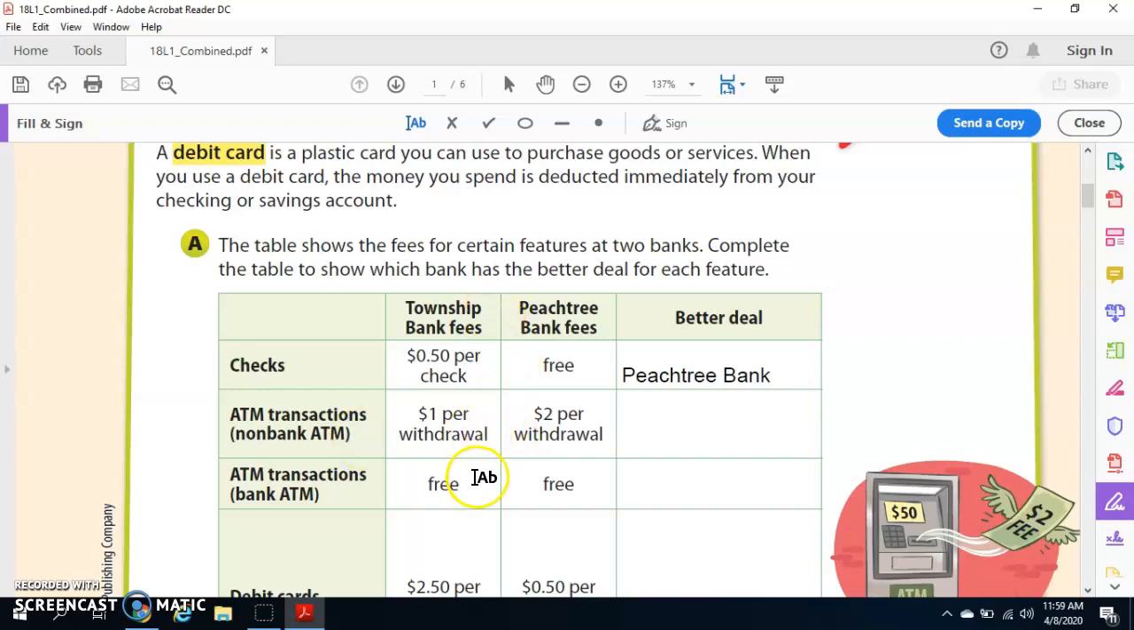All right, Township for a non-bank ATM is $1 per withdrawal. That means every time you use that ATM, it's going to cost you an extra $1. So if you take out $100, it's going to charge your checking account $101. Peachtree has $2 per withdrawal. So which one do you think would be better on that one? If you said Township, that is right, because that is the smaller amount.